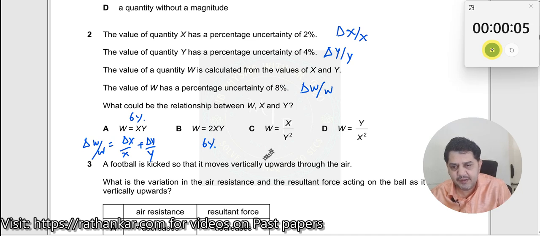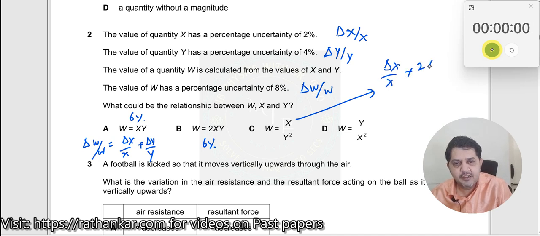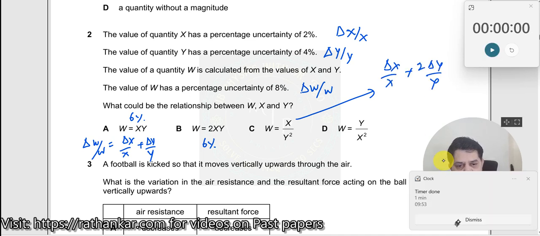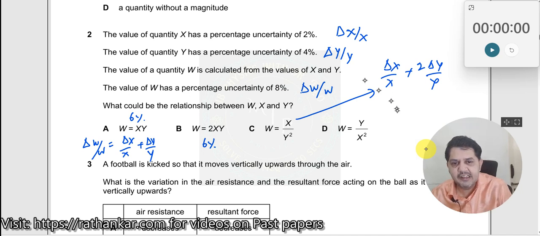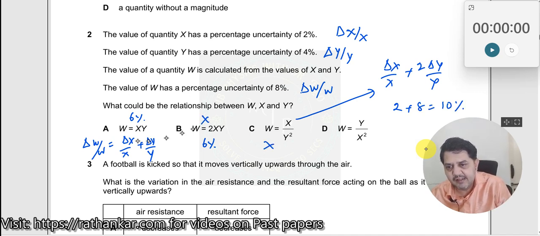Now if I do this one here, what will happen? I'll write it here: this will be delta x by x plus 2 times delta y by y, right? So what is delta x by x? 2%. And what is delta y by y? 4. 2 into 4 is 8, so totally you get 10%. So this is also incorrect, this is also incorrect. Why? Because you should get 8%. So finally this should be your correct answer, D.